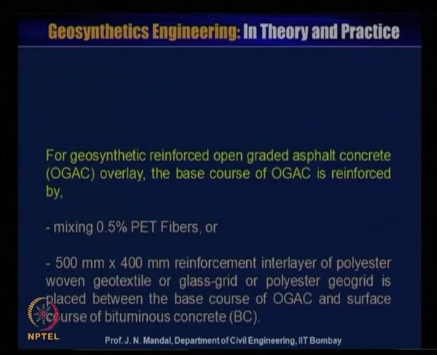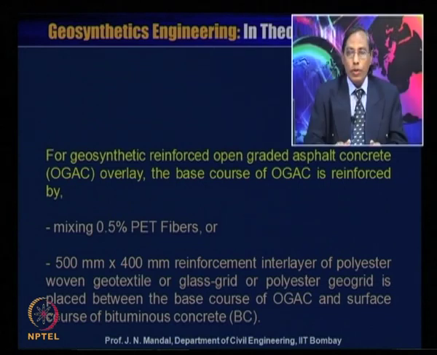Now, for geosynthetic reinforced open graded asphalt concrete, which we designate here as the OGAC overlay, the base course of the open graded asphalt concrete is reinforced by mixing in 0.5% PET fiber, or a 500 millimeter by 400 millimeter reinforced interlayer of polyester woven geotextile, glass grid or polyester geogrid is placed between the base course of the open graded asphalt concrete and the surface course of bituminous concrete, which we call BC.